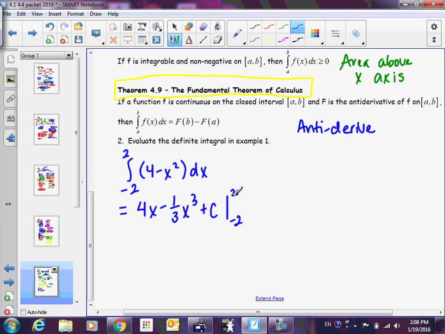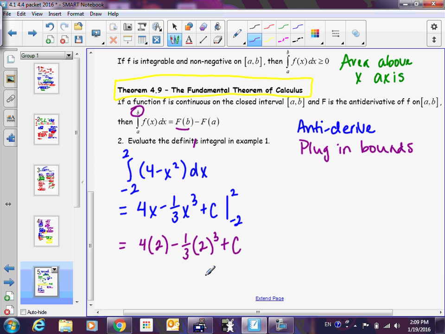So write this bar and then write the numbers. Put it at the end. That shows that I did antiderive, but I still need to plug in the numbers. So now we need to plug in, and I'm not going to write numbers. I'm going to say bounds. The lower and upper bound. You're going to start with the upper bound, because see how this says to do that? All right, so 4 times 2 minus 1/3 2 cubed plus c. So that's what I get when I plug 2 in for x, the upper bound in for x.